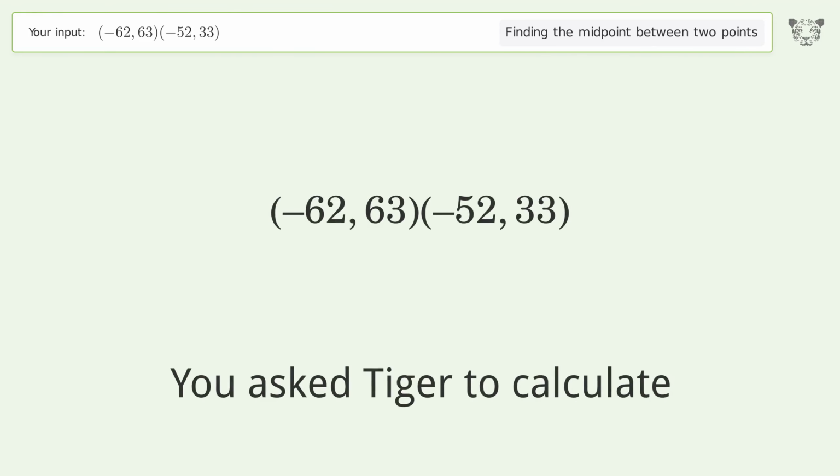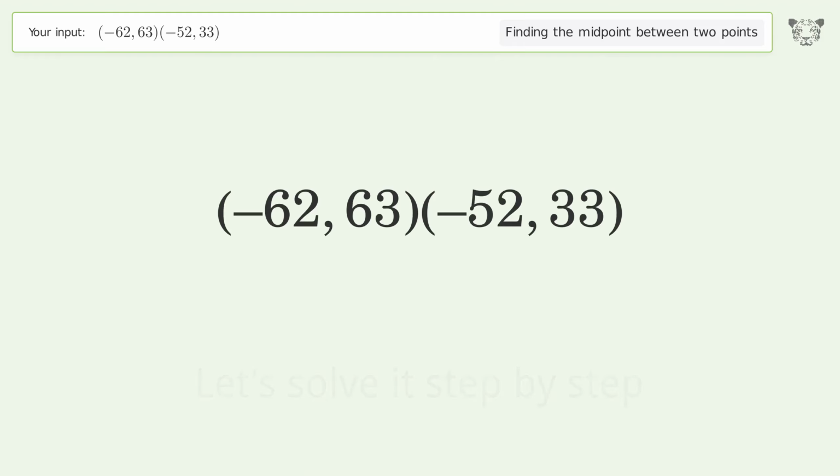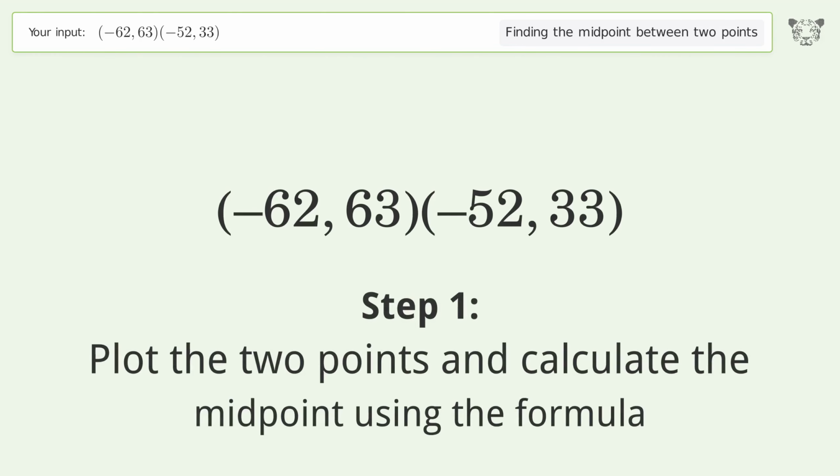You ask Tiger to calculate. This deals with finding the midpoint between 2 points. The midpoint between the 2 points is -57,48. Let's solve it step by step. Plot the 2 points and calculate the midpoint using the formula.